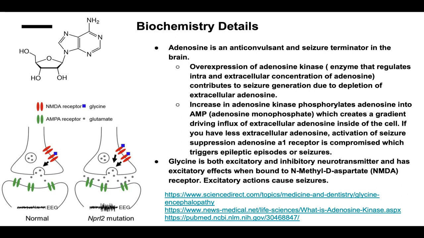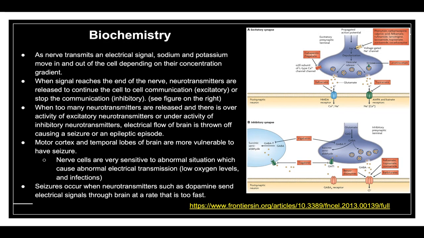But on the right side, which says mutation, we can see that there is more glycine, which is like two glycine in both of the receptors. So that makes it an excitatory response, which causes seizures. And all the information can be found in the links provided below.